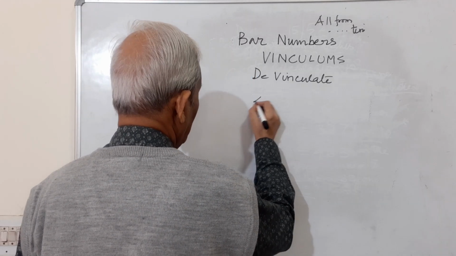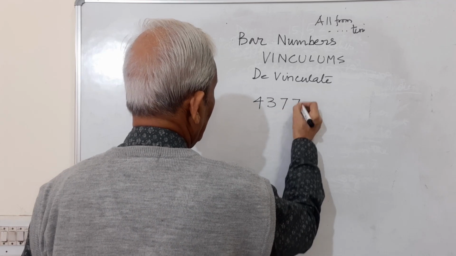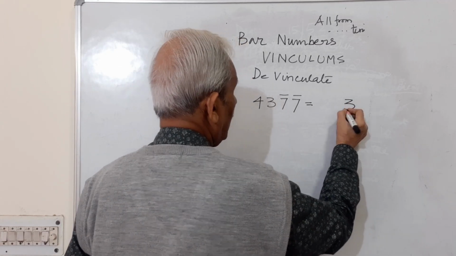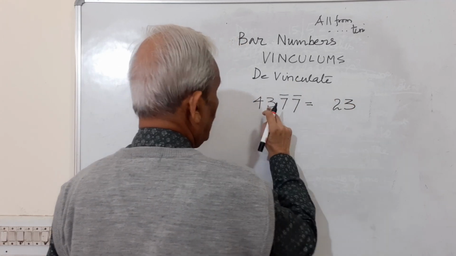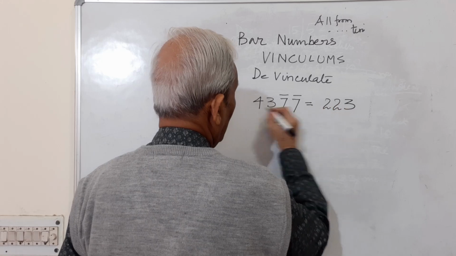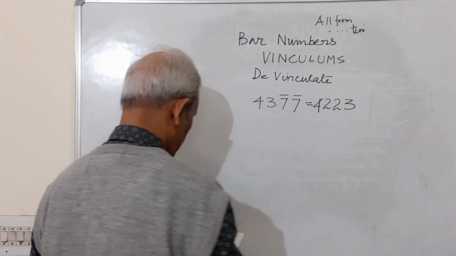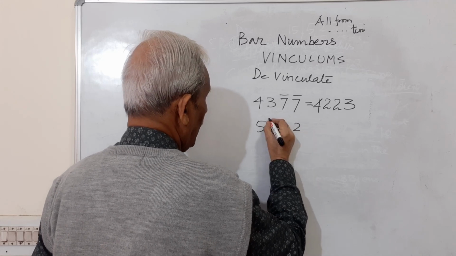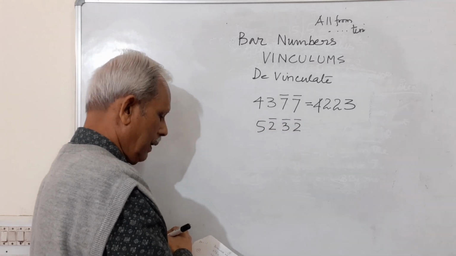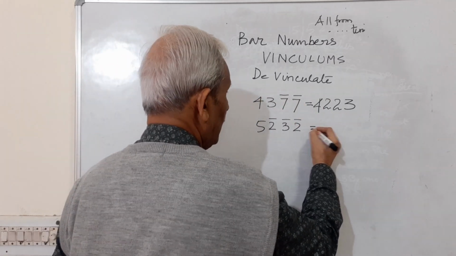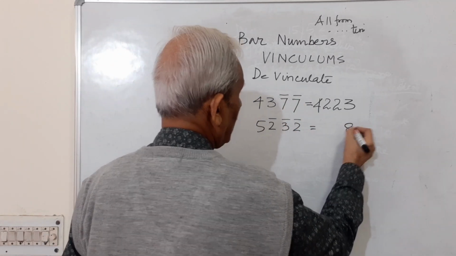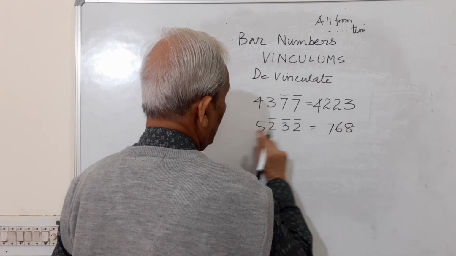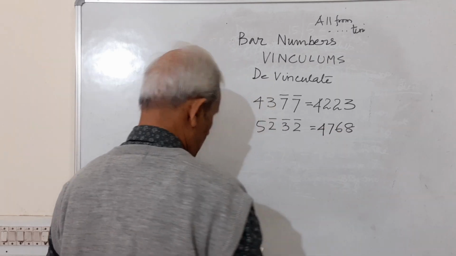Let us take a bigger example. 4377. Devinculate it. 10 minus 7 is 3. 9 minus 7 is 2. Reduce 3 by 1, it makes 2. And 4 as it is, 4223. And if you see the similar number 5232, there are 3 numbers to be devinculated here. 10 minus 2 is 8, 9 minus 3 is 6, 9 minus 2 is 7, reduce 5 by 1, 4768.